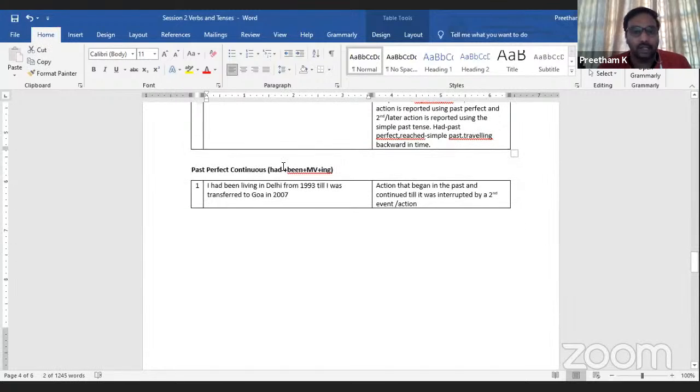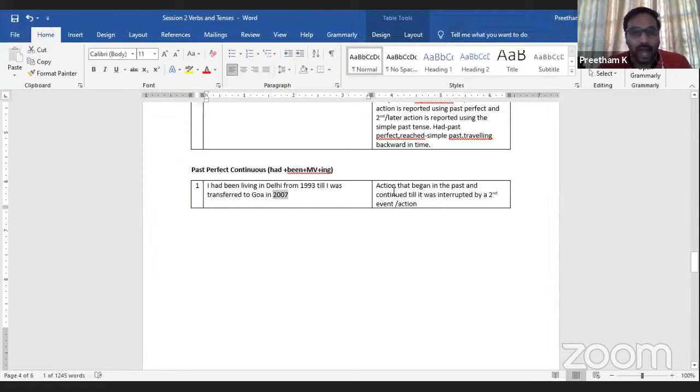Then past perfect continuous tense, same. If you are thorough with the present one, you can easily convert it into past and future. Has or have plus been plus main verb plus ing is present perfect continuous. Here it is had plus been plus main verb plus ing. I had been living in Delhi from 1993 till I was transferred to Goa in 2007. So here the focus is on some action that started in the past, continued, and ended in the past itself. They are talking about 1993 and 2007.